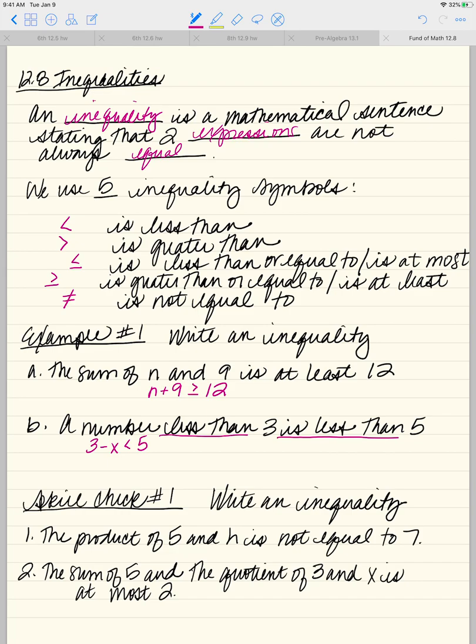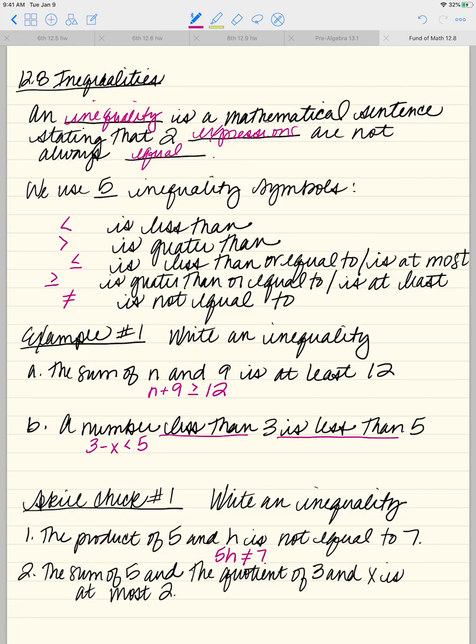Skill check number one, write an inequality. The product of 5 and h is not equal to 7. Product tells us multiplication. What are we multiplying? We're multiplying 5 and h. This is the proper way to write that. 5h is not equal to. Is not equal to. What is it not equal to? 7.